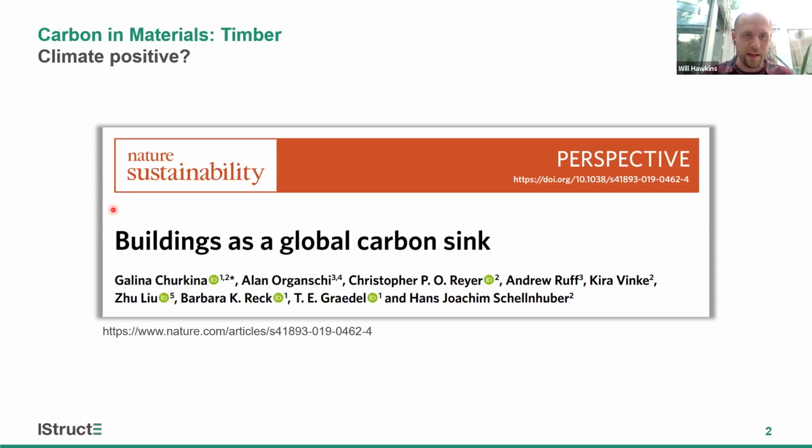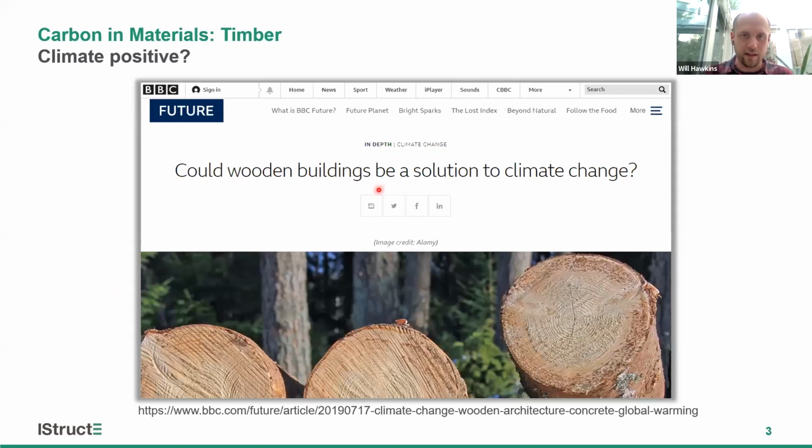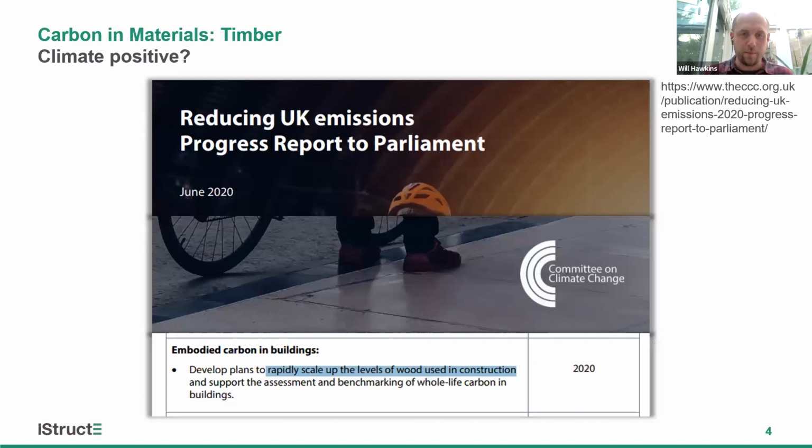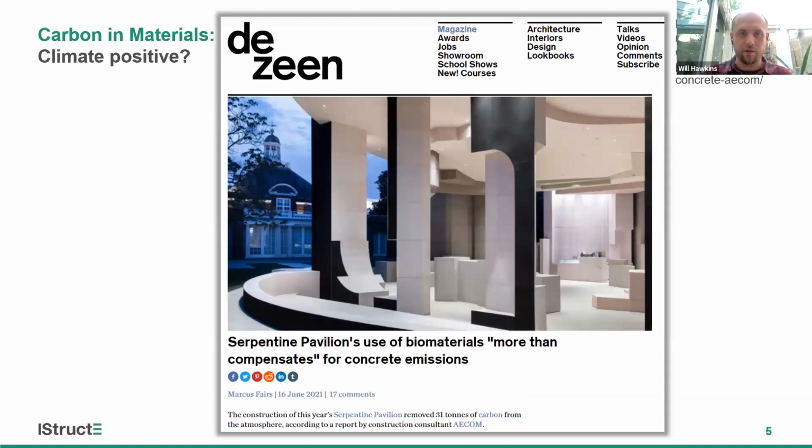This is a paper in Nature Sustainability, which has had a big impact. We've started to see this idea talked about in the mainstream media as well. It's been picked up by the UK government, who are now asking us to rapidly scale up the levels of wood used in construction. And this idea is also being used at project level. So here's a recent article in Design: the Serpentine Pavilion, their use of biomaterials more than compensates for concrete emissions.